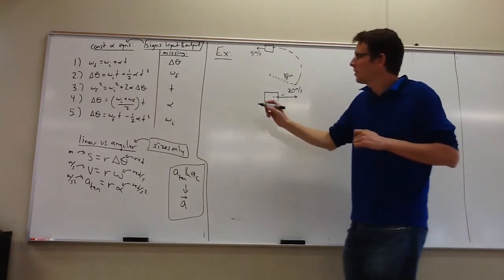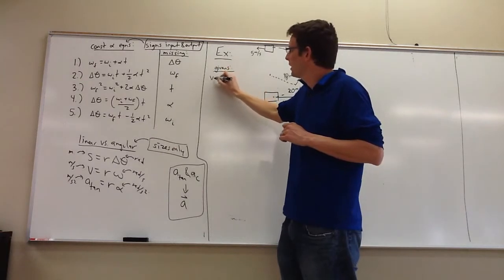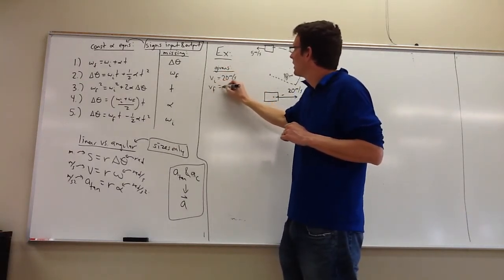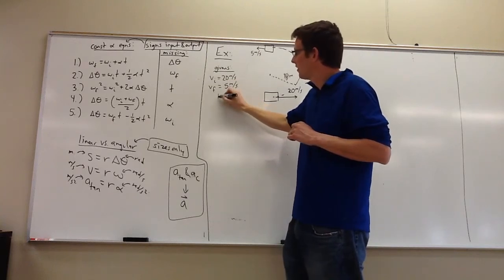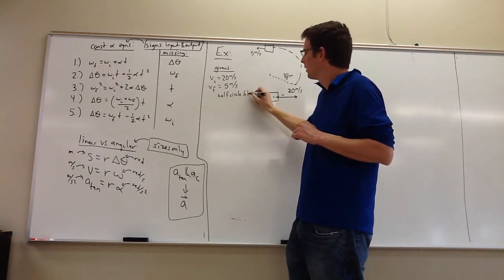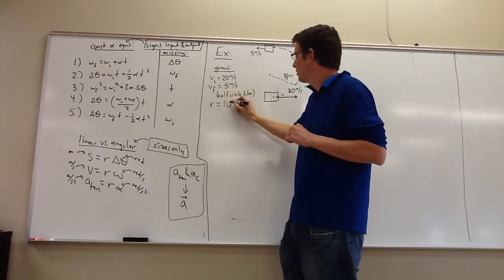So basically, these are my givens. My initial speed is 20 meters per second. My final speed is 5 meters per second. That's a half circle later. My radius is 10 meters.